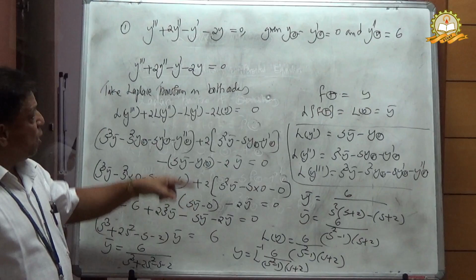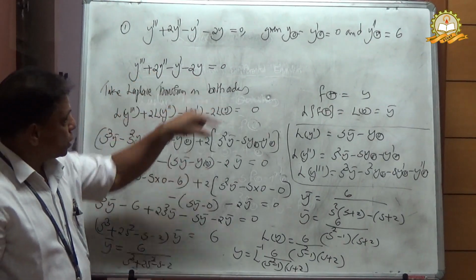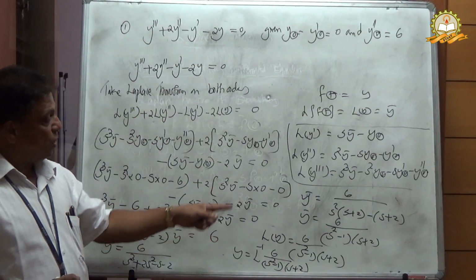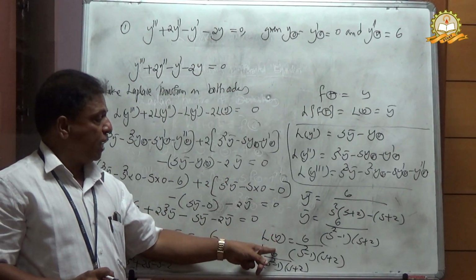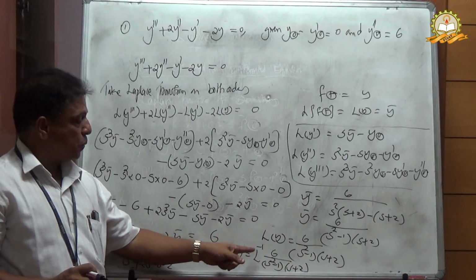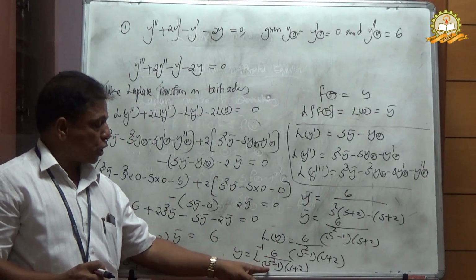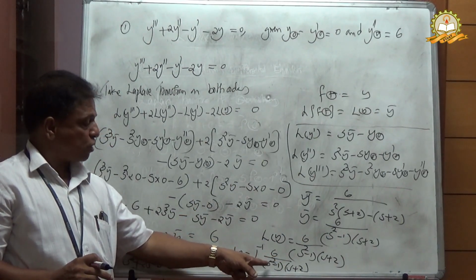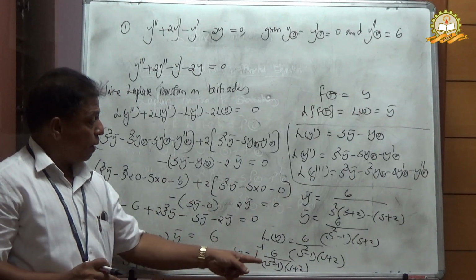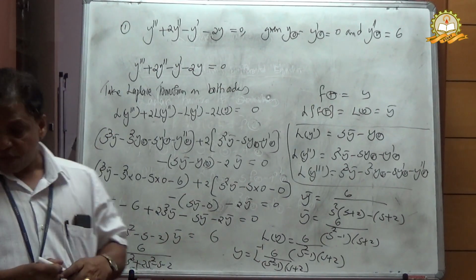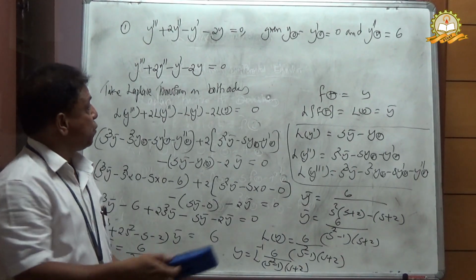These are the following steps. First we take the Laplace transform on both sides. Then applying the initial conditions. After applying the initial conditions, we reach the position L of y equal to 6 by s square minus 1 into s plus 2. Therefore, y equal to L inverse 6 by s square minus 1 into s plus 2. Then to find the inverse Laplace transform of the given function, we convert this function as a partial fraction.